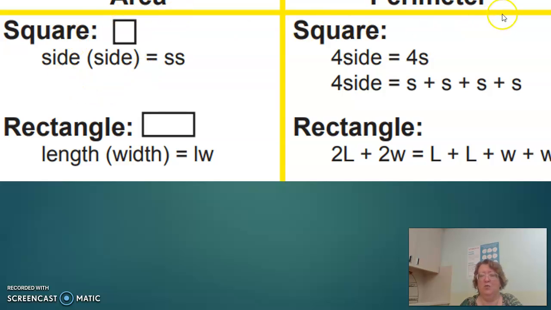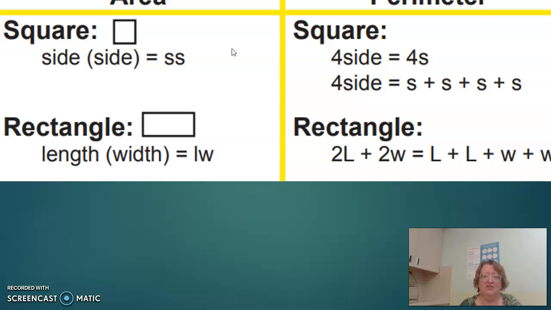Sorry, you can't quite see the whole word area, or perimeter. Now, the formulas for a perimeter we already know. So let's say what the formula for the perimeter of a square is. The perimeter of a square equals 4 times S. Now let's say it for a rectangle. The perimeter of a rectangle equals 2 times length plus 2 times width. Now today we are going to focus on the area of a square and area of a rectangle.